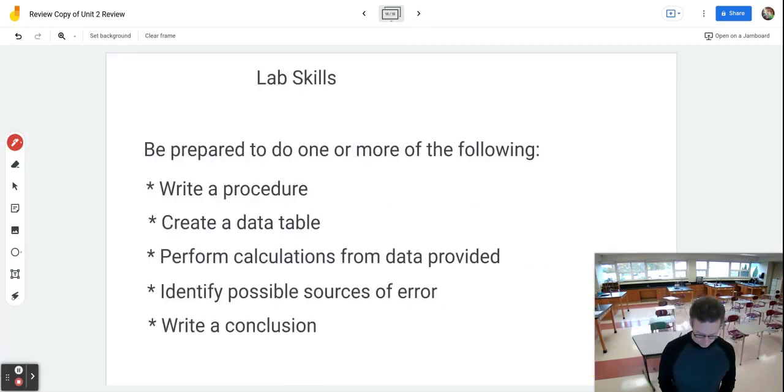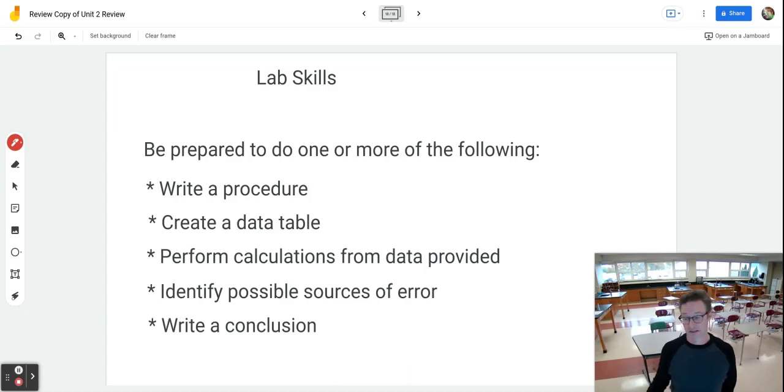And then finally, just be familiar with the different parts of conducting a lab. How do you write a procedure? How do you create a data table to gather data based on a procedure? So if I write a procedure and say you're going to do these steps, what information would you need to collect from that? The mass, the volume, and so on. And how would you set up a table correctly to do that?